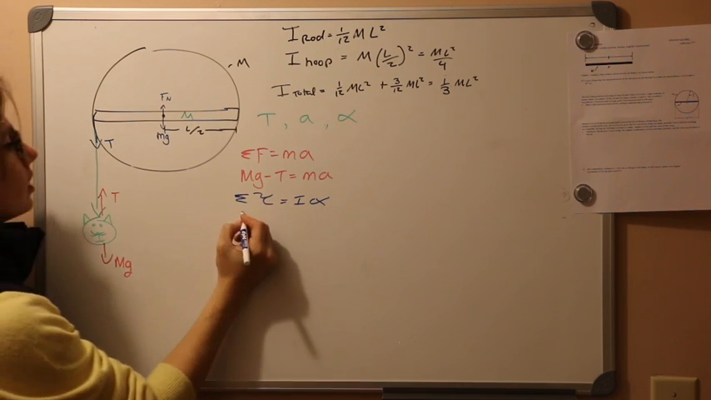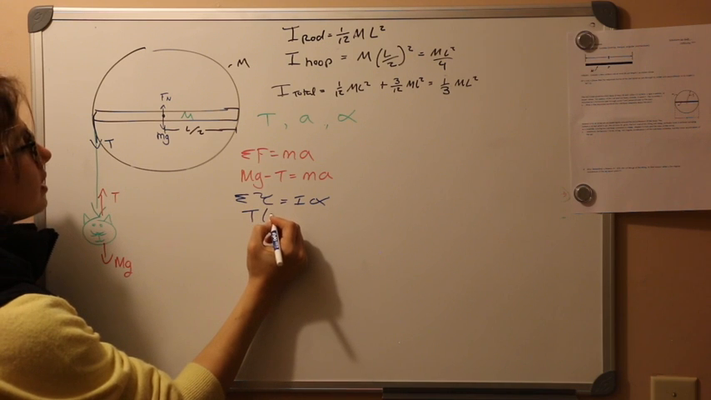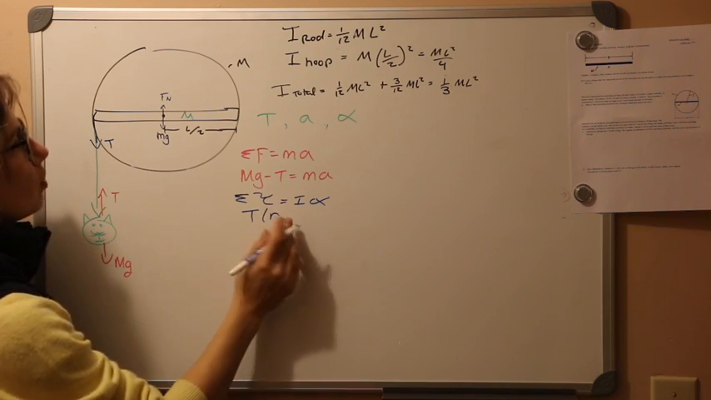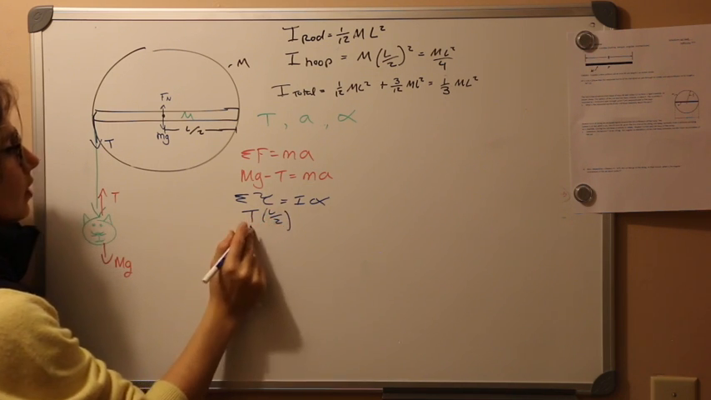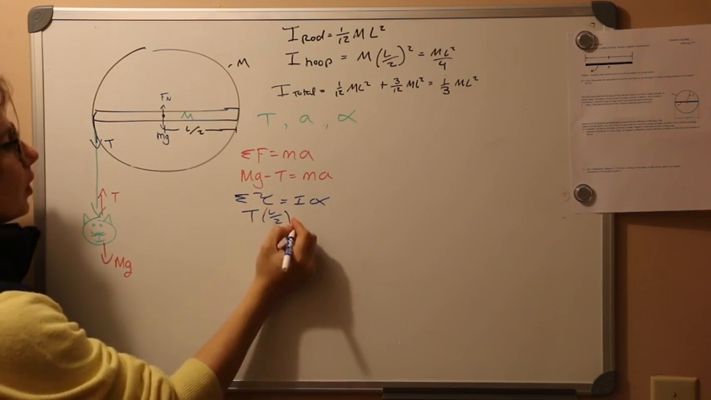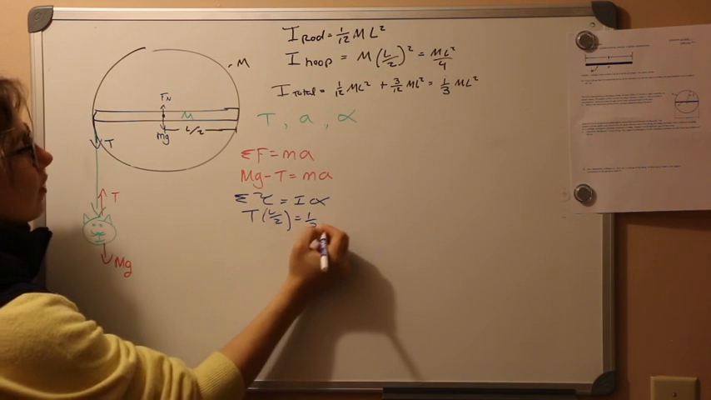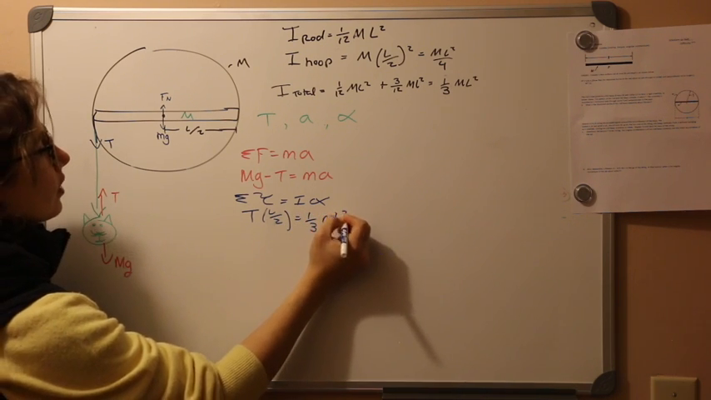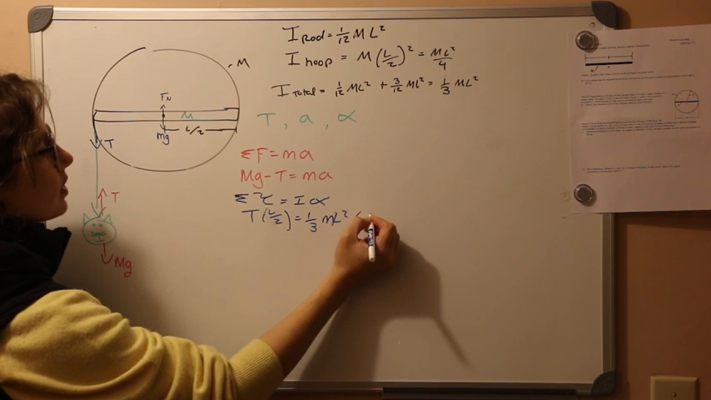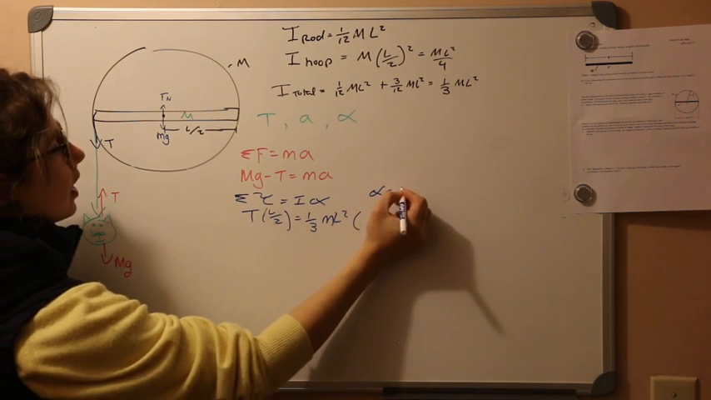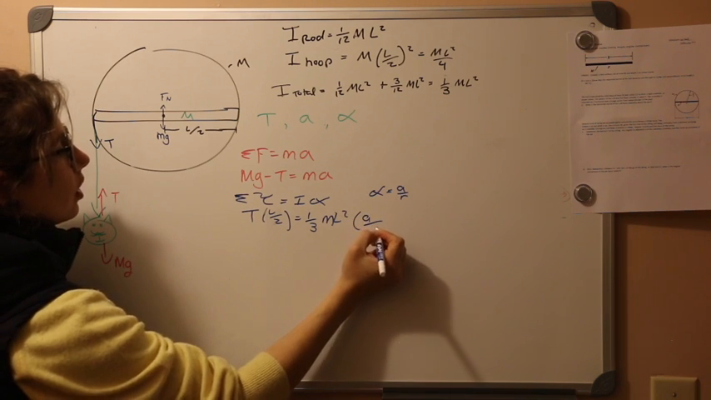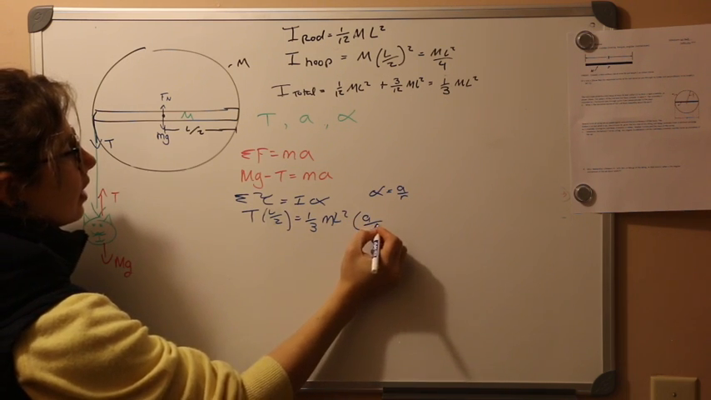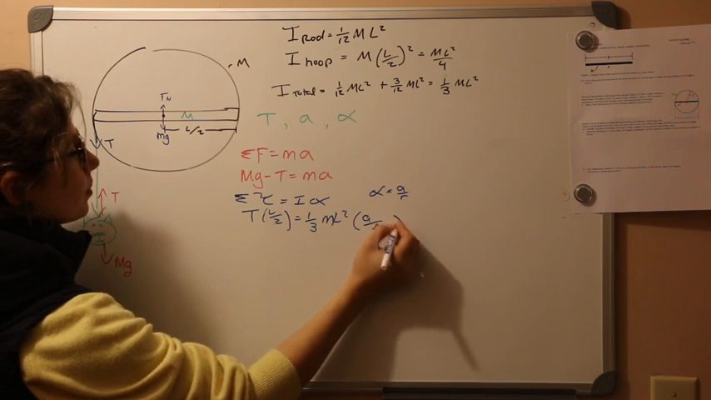Our torque is only tension. Remember, torque is a force times a distance. It's at distance r. Oh wait, but r again is this lovely L over 2. So that's force times a distance, that's our torque. Our I value we found above, 1/3 L squared. And we can rewrite alpha, if we'd like to, as a over R, where again, R is L over 2.